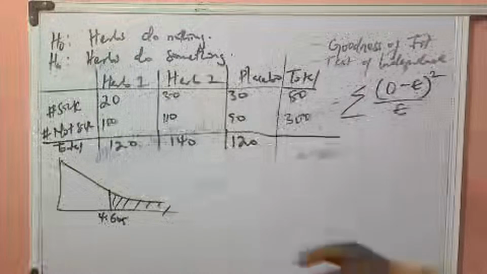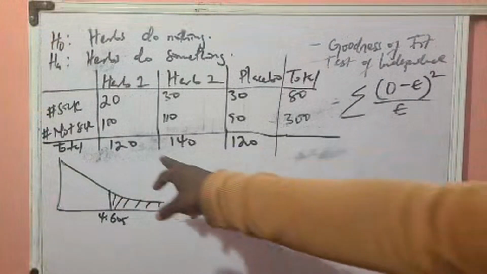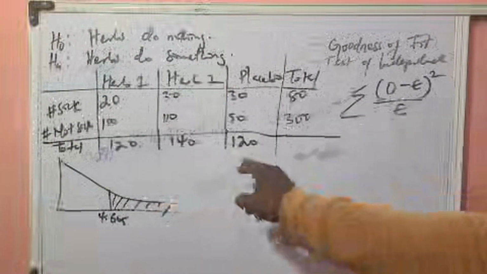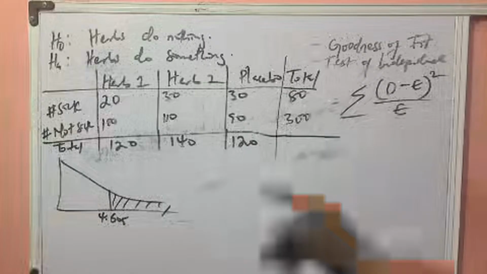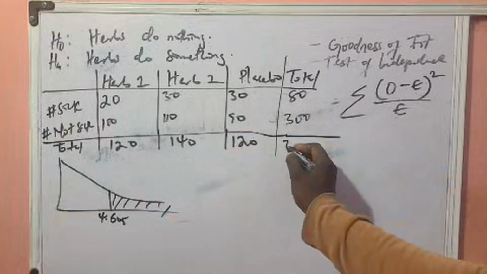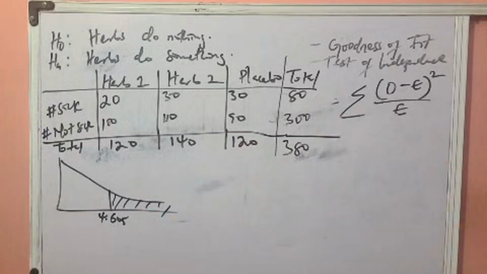So you go on now to do 120 plus 140 plus 120. This obviously is 260, 380. So from my column, the total for this column, I got 380. You check, 80 plus 300 is also 380. Obviously, we have done everything right in this case.